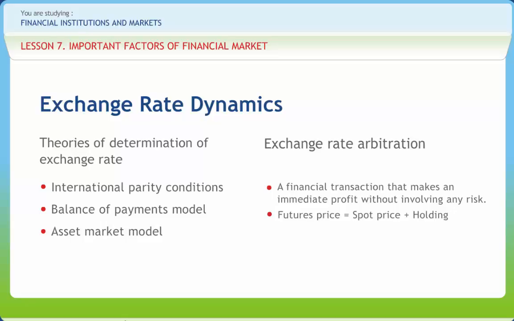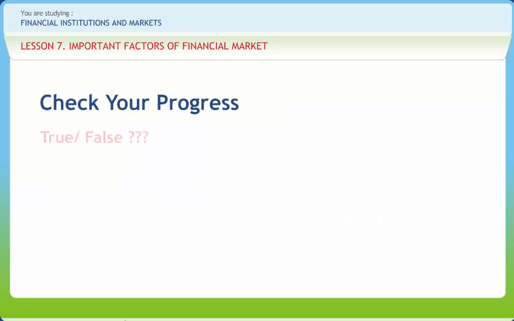Fair value is the summation of spot price and the holding cost. Holding costs could be the cost of financing. So F equals S plus C. However, if F is greater than S plus C or F is smaller than S plus C, then an arbitrage opportunity exists. Now let us check if we have understood the various concepts discussed in this lesson clearly.